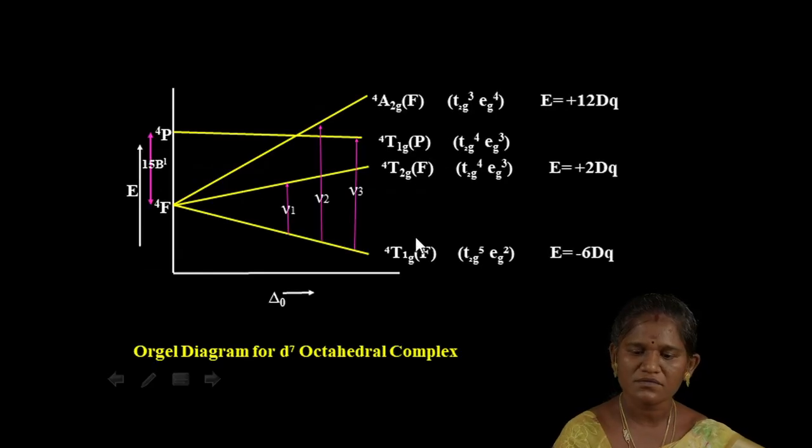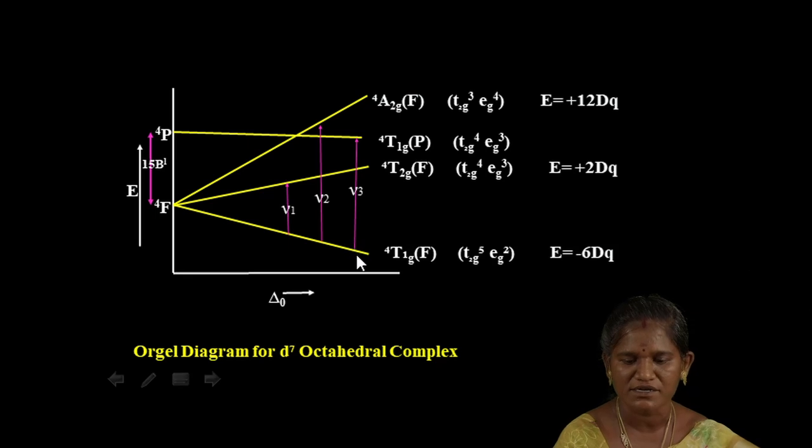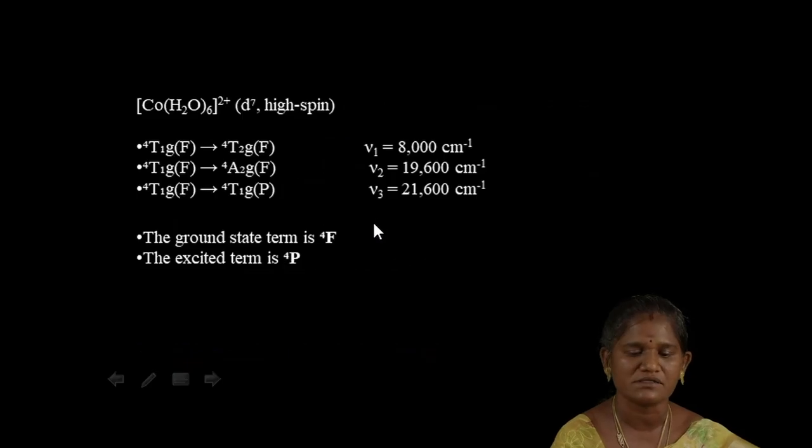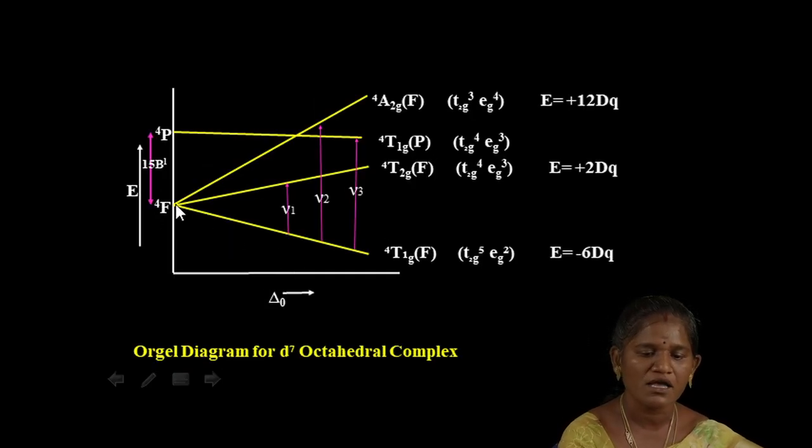Okay, so the first transition is due to T1GF to T2GF, the second transition is T1GF to A2GF, and the third transition is T1GF to T1GP. So these 3 are the allowed electronic transitions for this system. Okay, so the ground state term is 4F.